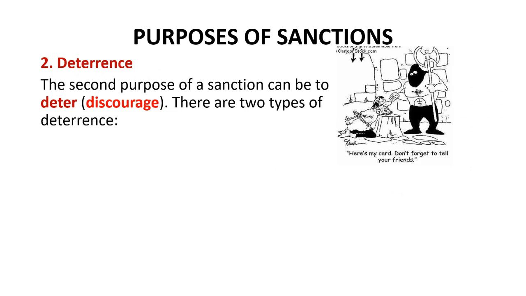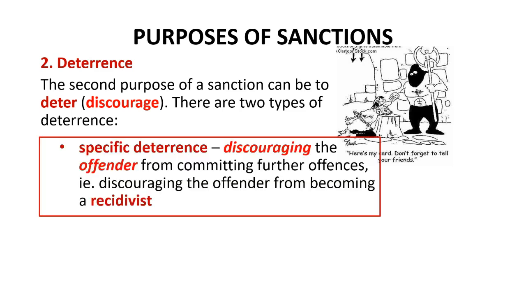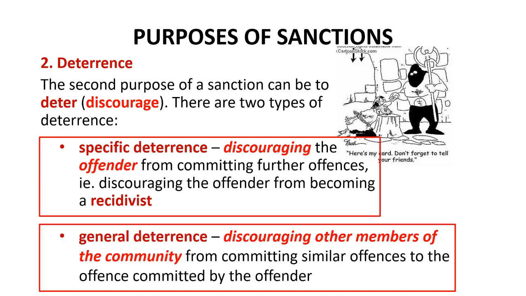The second purpose for imposing a sanction on an offender is deterrence. Deter means to discourage, and there are 2 types of deterrence that you need to be aware of. The first type of deterrence is specific deterrence. Specific deterrence means discouraging the offender from committing further offences, that is, discouraging the offender from becoming a reoffender, otherwise known as a recidivist.